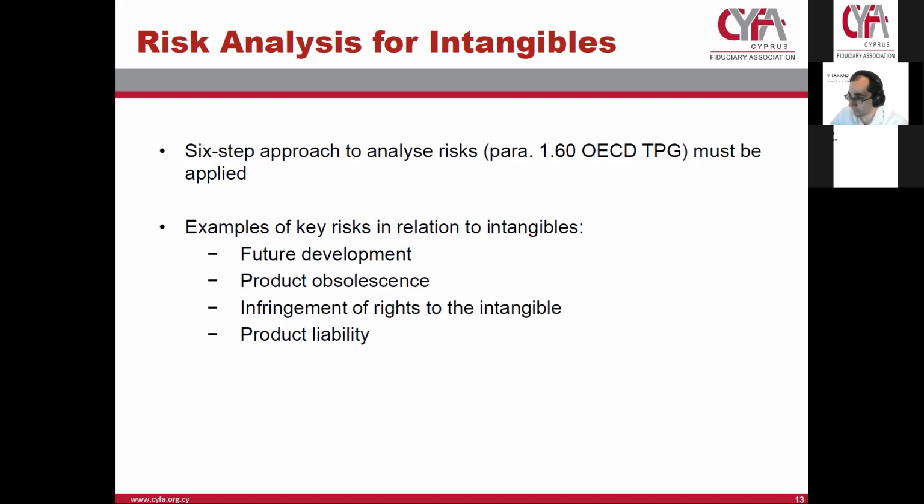So in relation to intangibles, the 6-step approach provided by the OECD in paragraph 1.60 is also applicable to intangibles or to risks in relation to intangible transactions. And it very much works in the same way as what I have just explained for checking whether there is an alignment between contracts and DEMPE functions.